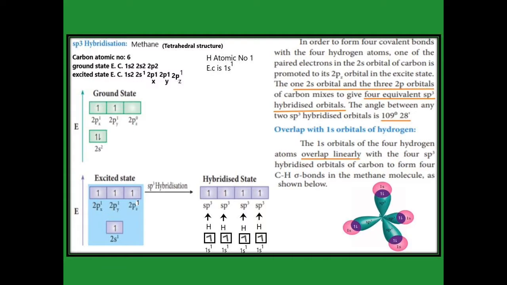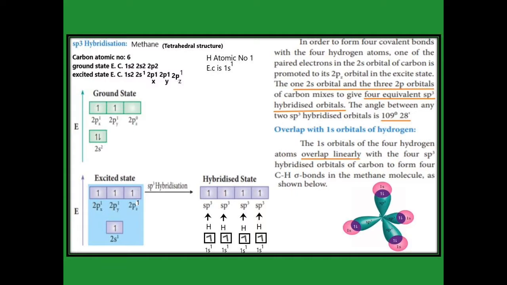Then for sp3 hybridization, one s orbital and three p orbitals, so that 4 sp3 orbitals are hybridized and give 4 sp3 hybridized orbitals, each orbital containing a single electron. And around the carbon we have 4 hydrogens, each hydrogen atomic number 1, so the electronic configuration is 1s1. The 1s orbital with its one electron is going to mingle with the sp3 hybridized orbital of carbon.